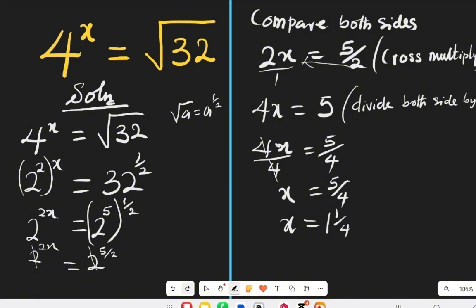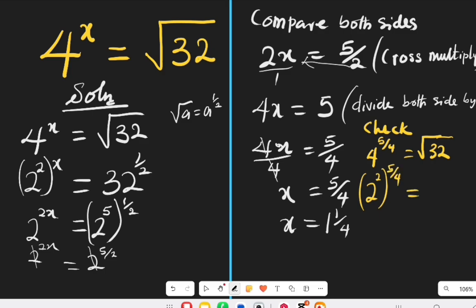Now we can check if our answer is correct by putting 5 over 4 in place of x. If we do that, we write check. We have 4 raised to the power of 5 over 4 is equal to root of 32. We can express 4 raised to the power of 5 over 4 as 2 raised to the power of 2, all raised to the power of 5 all over 4, equals to, if we express root 32, we are going to have 2 raised to the power of 5, all raised to the power of 1 over 2.